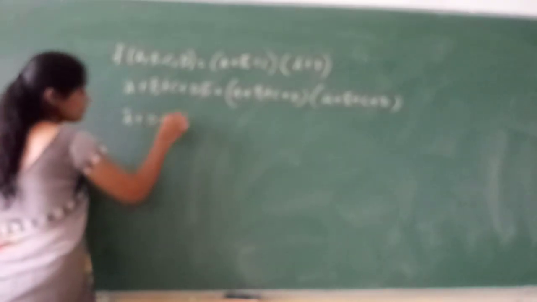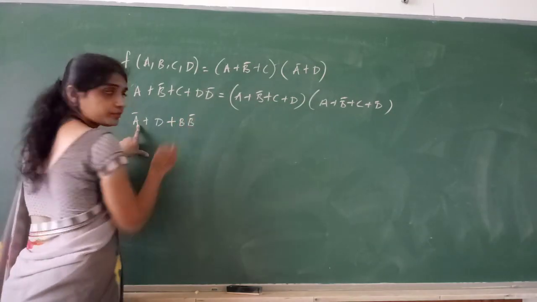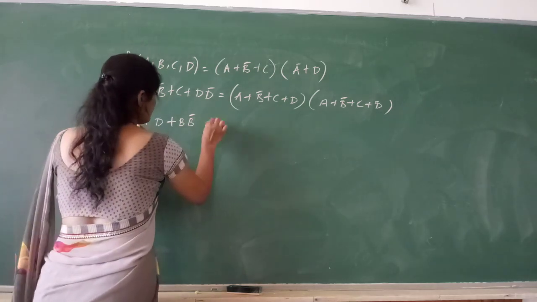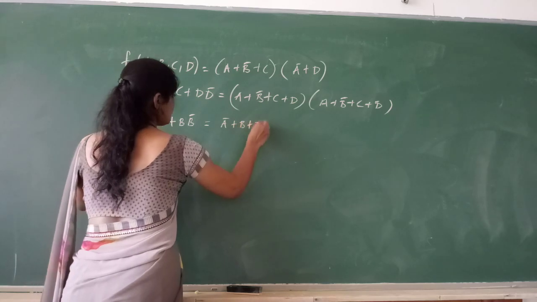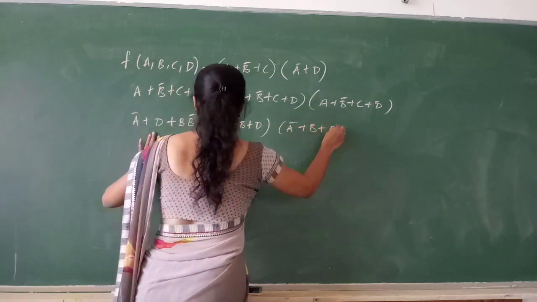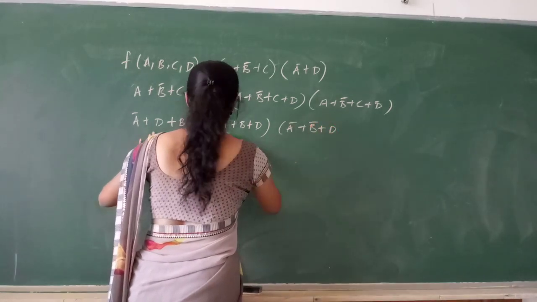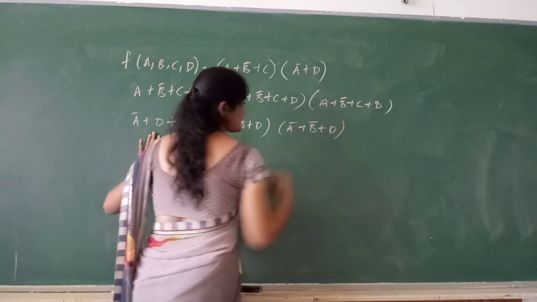So what do we have to do? B is missing, so plus B, B bar, first you do. Then first you expand this: A bar plus B plus D, A bar plus B bar plus D.